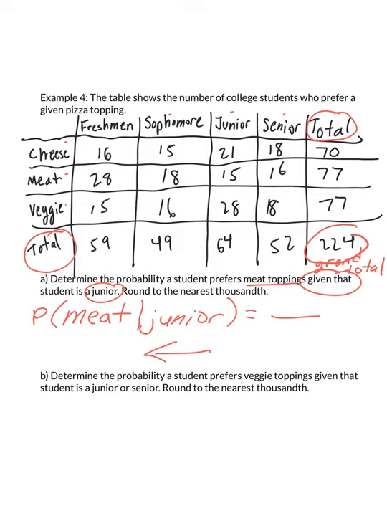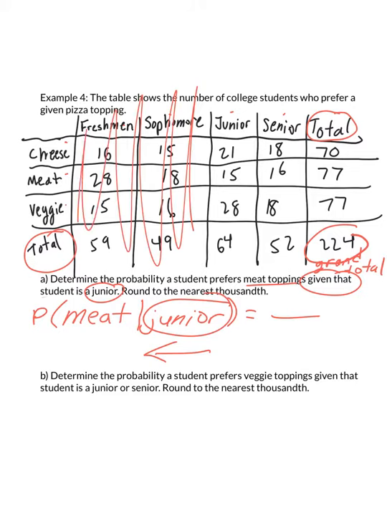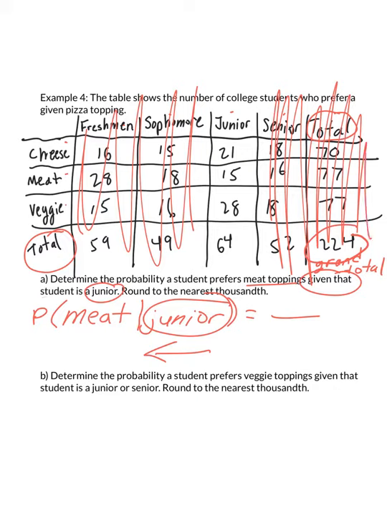So if I'm only given the junior names, goodbye to all of the other columns. I only care about this column right here. The total of that column is 64. So there are 64 total juniors.